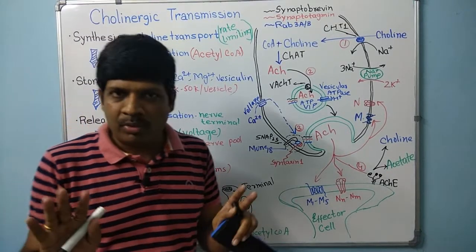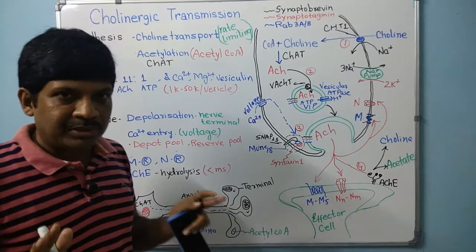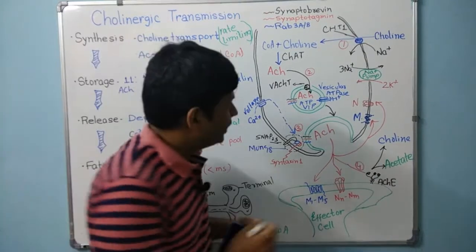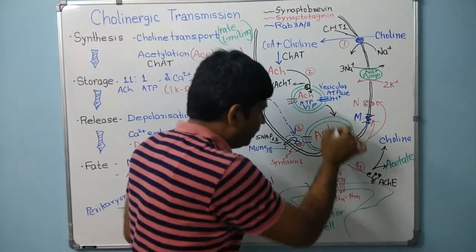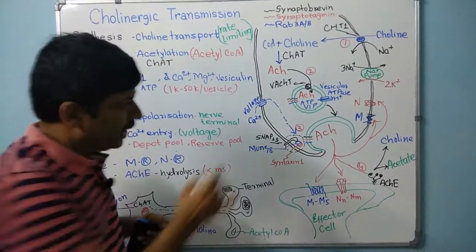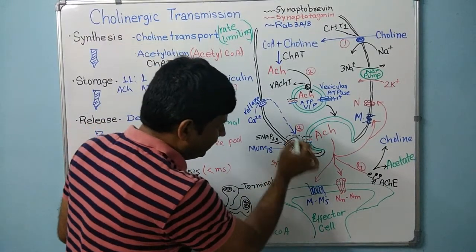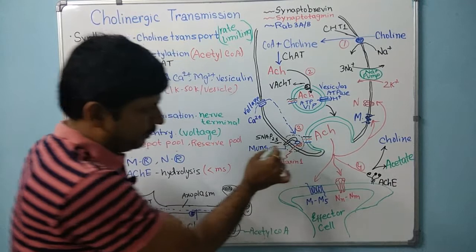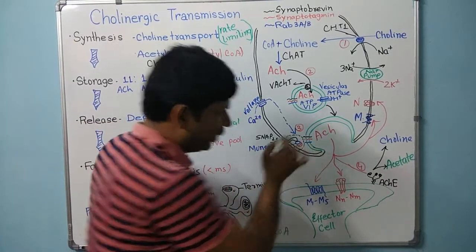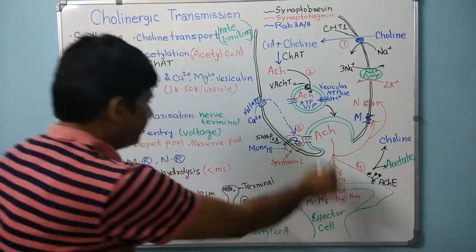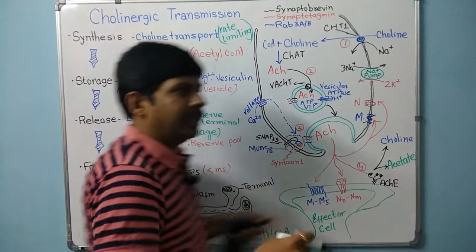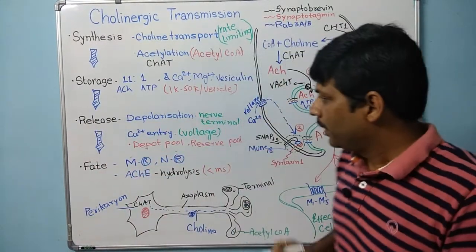You need not know all those things. I just told you the names of the phases. So it moves from here to here, near this membrane, and then this calcium associated complex binds with these proteins, and then exocytosis occurs. That is the release of acetylcholine.